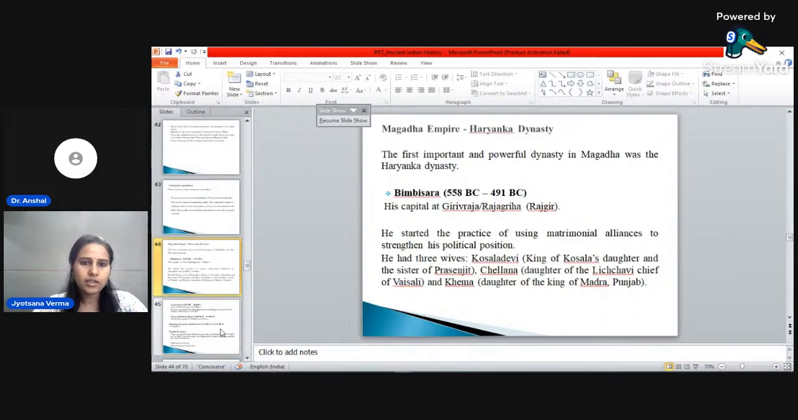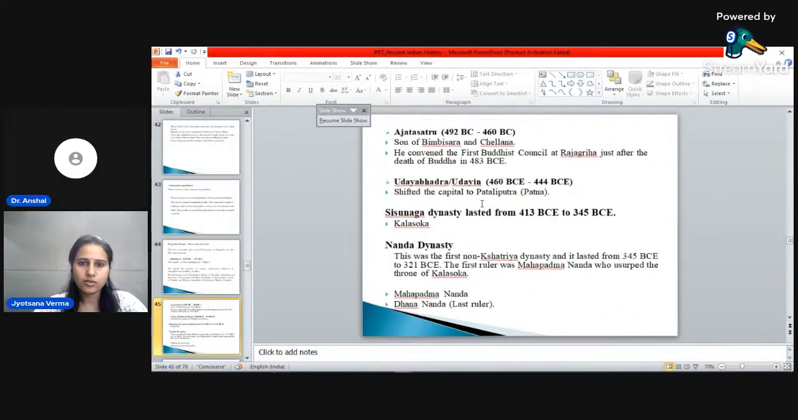Another ruler of this empire is Ajatashatru, and in this time the first Buddhist council was held at Rajgir, just after the death of Buddha in 483 BCE. Another king in this period was Udayin. He was the last king of the Haryanka dynasty. He shifted the capital from Rajgir to Pataliputra, Patna.